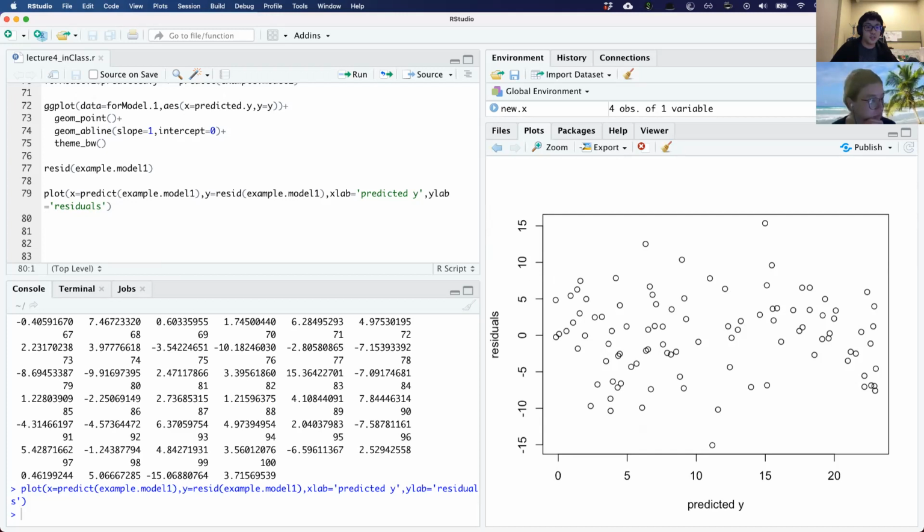Great. Okay. And so this is essentially the way that you would want to employ the metric of residuals, by qualitatively and visually looking at the spread of residuals compared to your predicted y values.